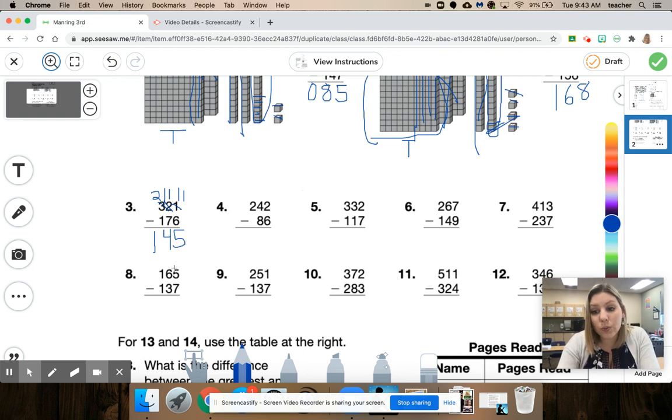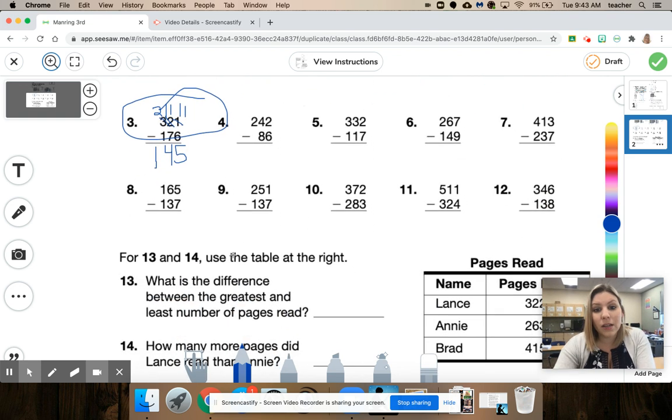Now, I do not just want 145. Do you see all of this messy work up here? That's what I want to see, y'all. I want to see all of this, okay? Because that's how I know that you thought up the answer and not a calculator. It's really important that you know how to do this, okay?